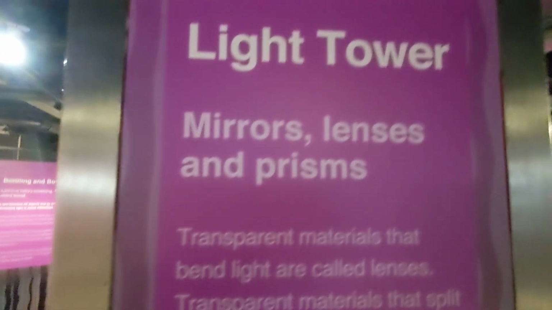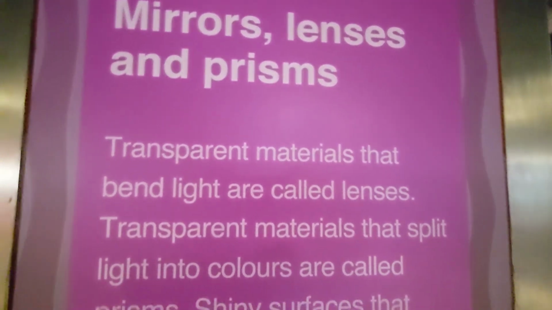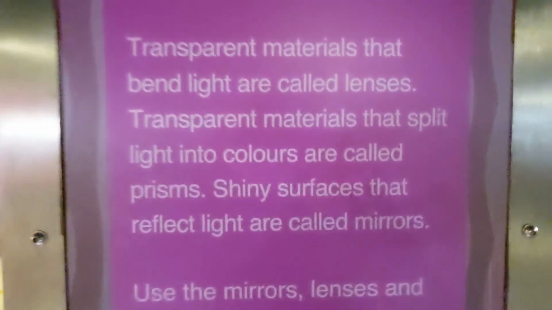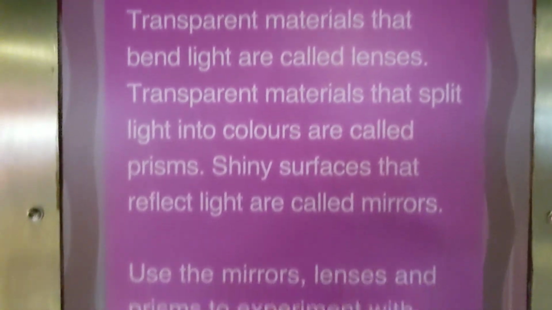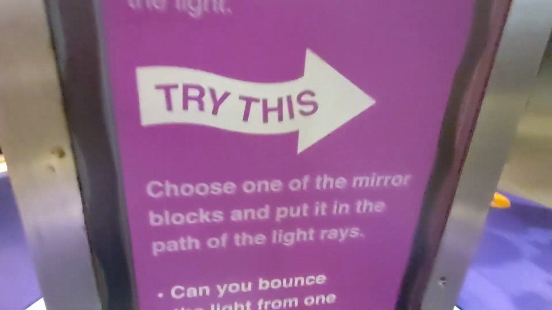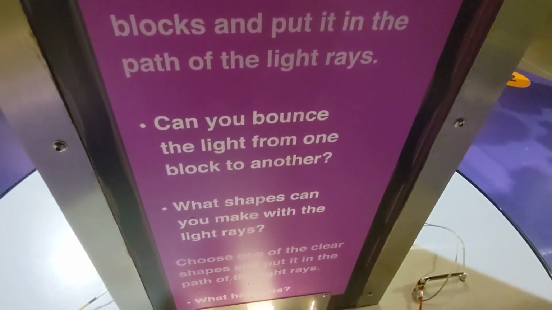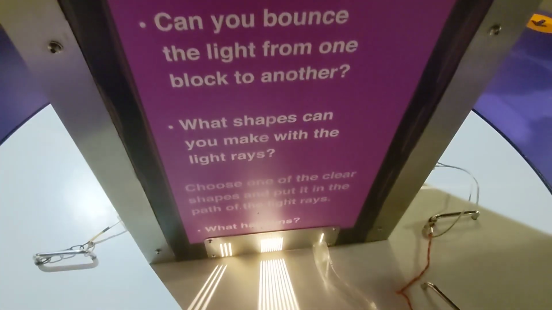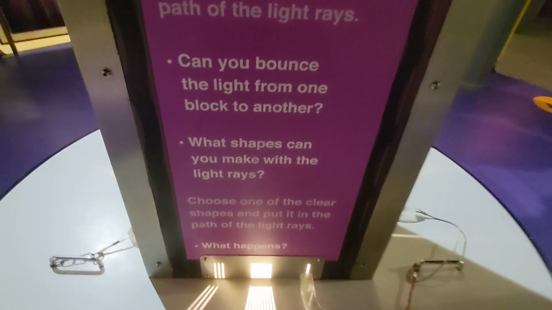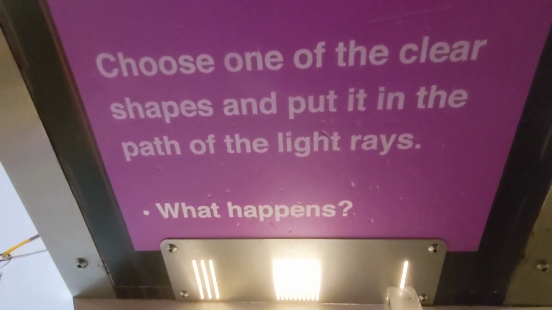So you know this light tower, mirrors, lenses and prisms. Transparent materials that bend light are called lenses. Transparent materials that split light into colors are called prisms. The shiny surfaces that reflect light are called mirrors. Use the mirrors, lenses and prisms to experiment with the light. Choose one of the mirror blocks and put it in the path of the light rays. Can you bounce the light from one block to another? What shape can you make with the light rays? Choose one of the clear shapes and put it in the path of the light rays.